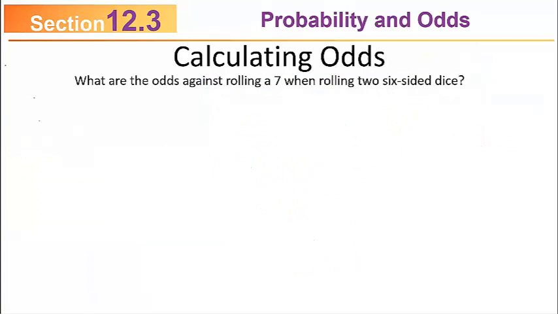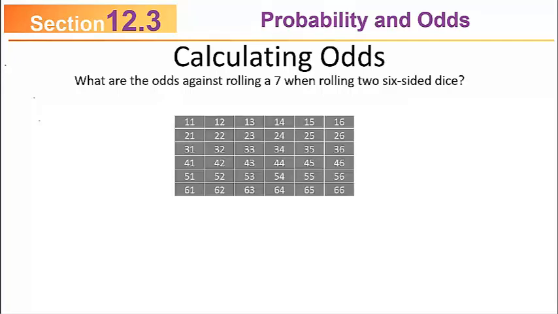What are the odds against rolling a 7 when rolling 2 6-sided dice? Remember when you have two six-sided dice, it makes sense to make a table of these values. If they don't give you that visualization, you probably want to make a table. And we've talked about that before. So build that table and you get 36 possibilities. We're looking at the odds against rolling a 7. So you got to look in that chart and find your 7s.